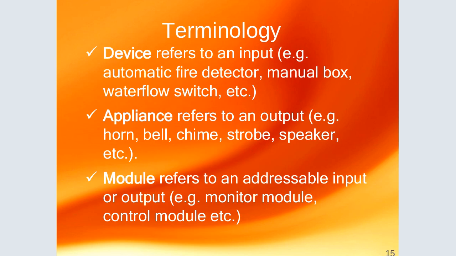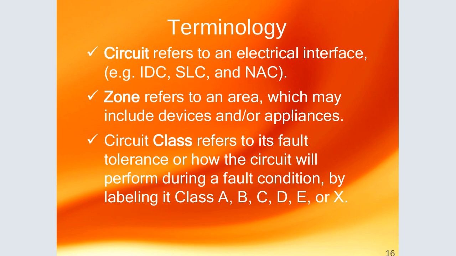We have the device. A device here will refer to an input, because when we'll be doing the installation and looking at the diagrams, you'll be able to know what these things mean. A device refers to input, e.g. the automatic fire detector, the manual boxes, the water flow switch, etc. Appliances here will refer to output, e.g. the horn, bell, chime, strobe, speaker, etc. And the module here will refer to the addressable input and output, e.g. the monitor module, the control module, or the panels.